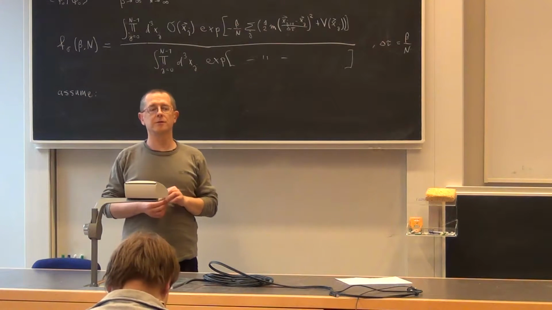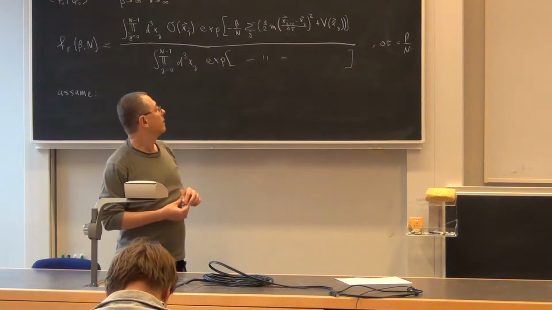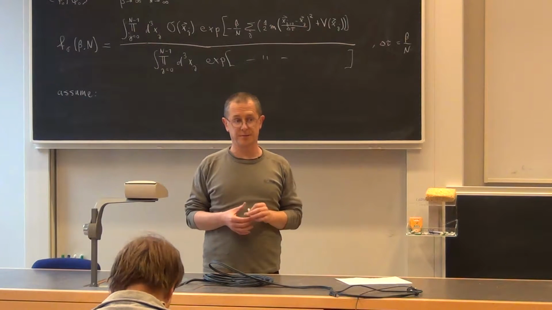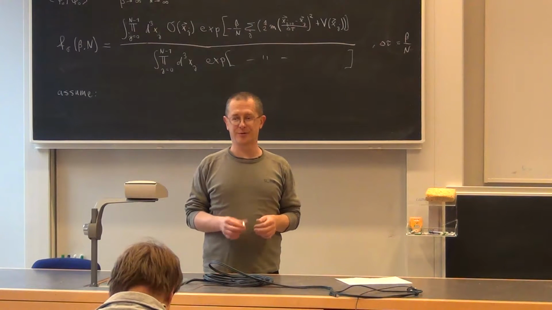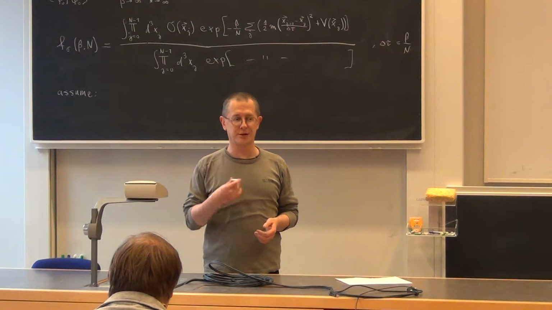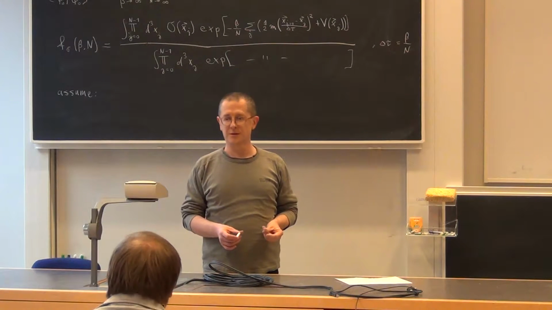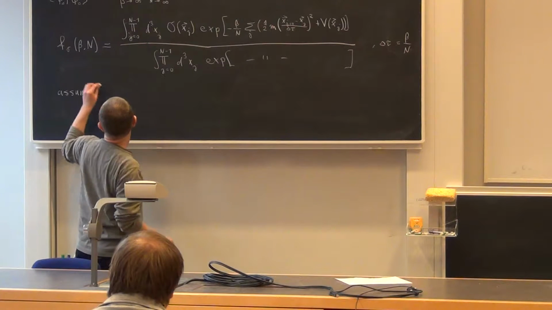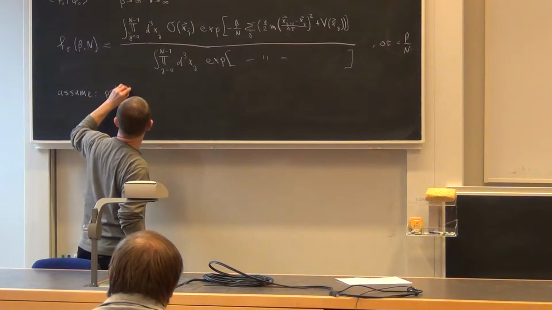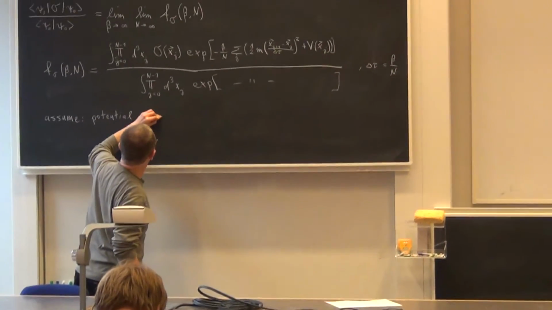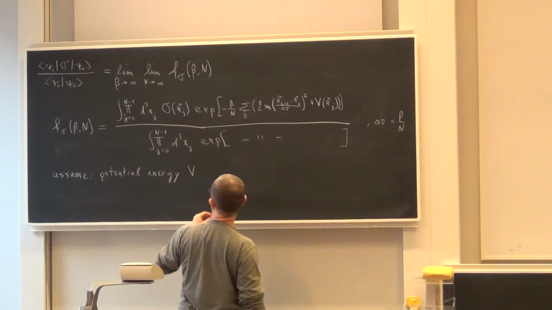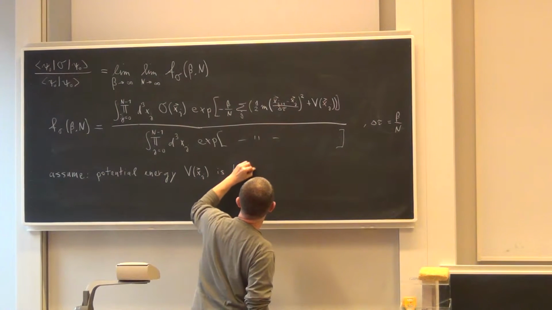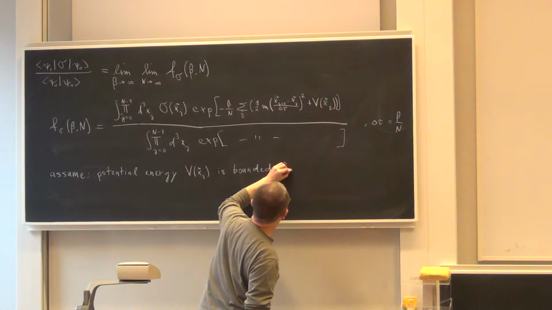What do we have to do to make sure that something is bounded from below? Well, the Hamiltonian of our system is the kinetic energy plus the potential energy. The kinetic energy is anyway bounded from below. If the particle is not moving, its kinetic energy is zero. You cannot get negative there. So the only problem, the potential problem, is the potential. So we assume that the potential energy, which is V of xj, is bounded from below.